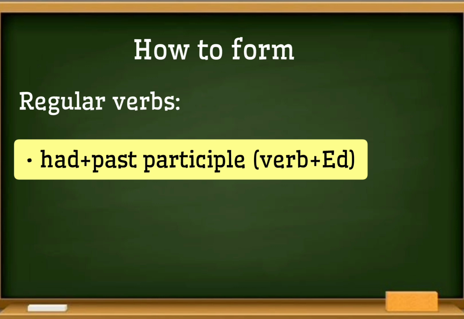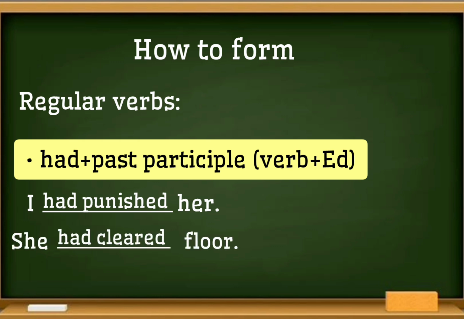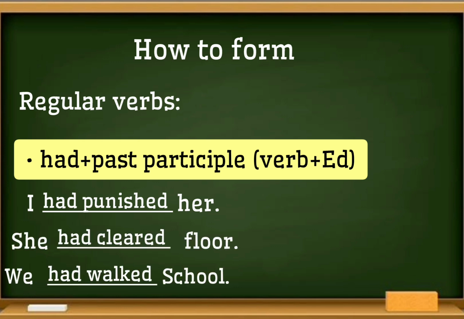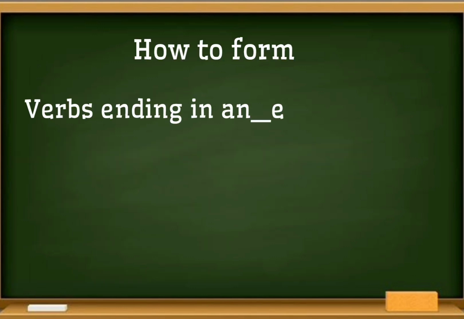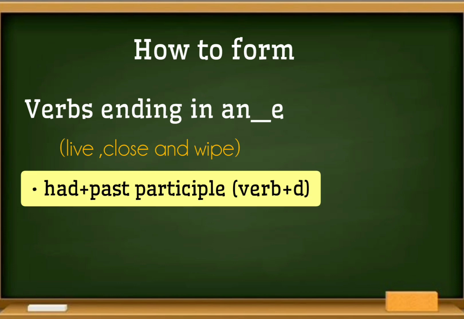We can make the past participle by adding "ed" to the verb base form. For example, I had punished her. She had cleaned the floor. We had walked to school. But we need to pay extra attention to verbs that end in "e", such as leave, close, and wipe. For that, again we need "had" plus the past participle.